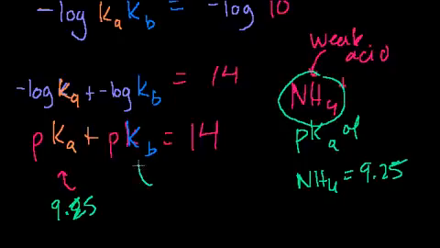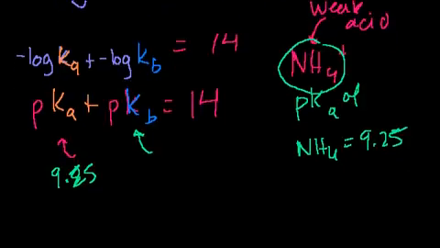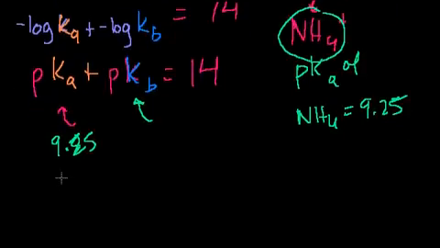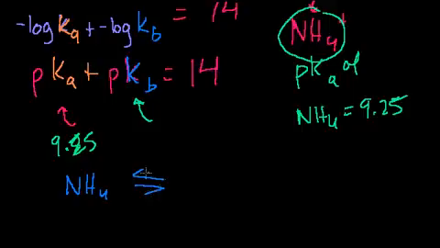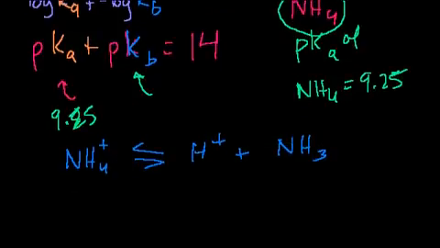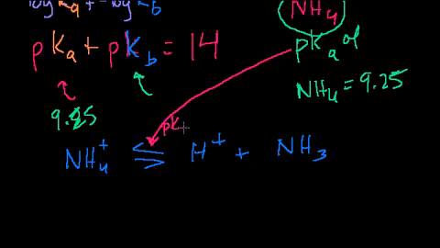So what is going to be the pKb for ammonia? Let me write that reaction down. This is NH4 plus in equilibrium. It can get rid of one of its hydrogen protons, and you're just left with ammonia. So this is the acidic reaction, what the pKa is associated with. The negative log of the equilibrium constant for this reaction is equal to 9.25.